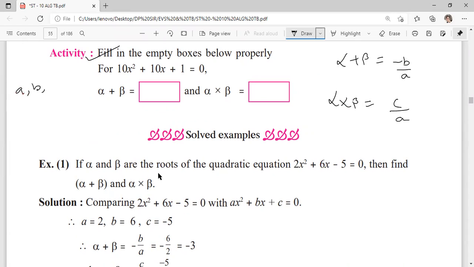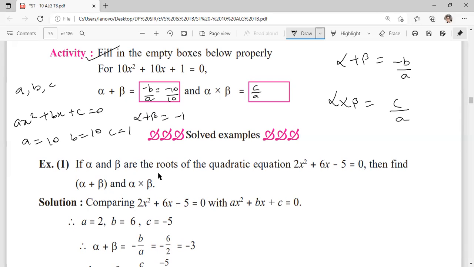Now from a b c का वैल्यू किधर से मिलेगा? अपने को मिलेगा ax square plus bx plus c is equal to 0 से. So alpha plus beta is minus b upon a. So a is equal to 10, b is equal to 10, c is equal to 1. So minus b upon a is equal to minus 10 upon 10. So alpha plus beta is equal to minus 1. Then alpha into beta is c by a, which is equal to 1 by 10. So this is how you solve these questions. Okay, so that's the activity part, just to make you understand.